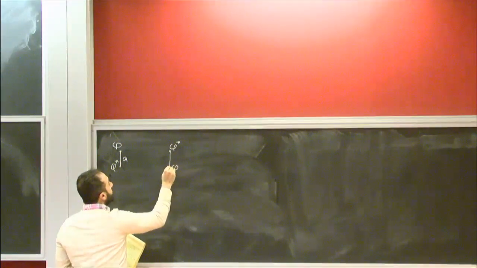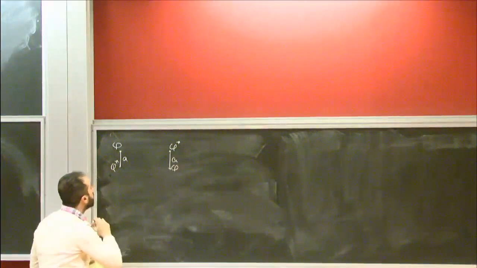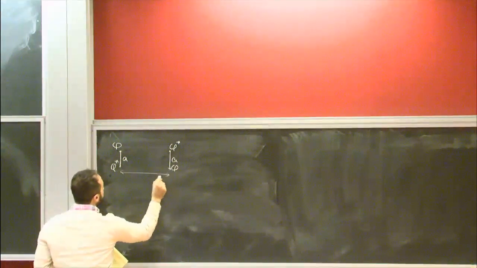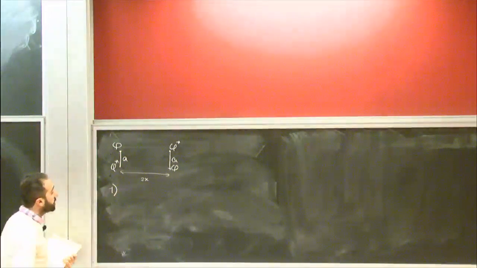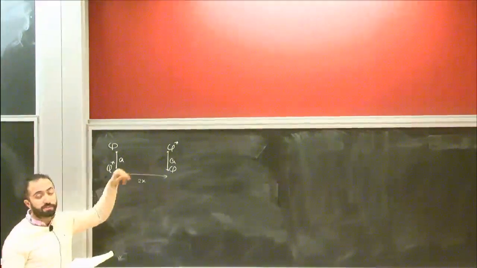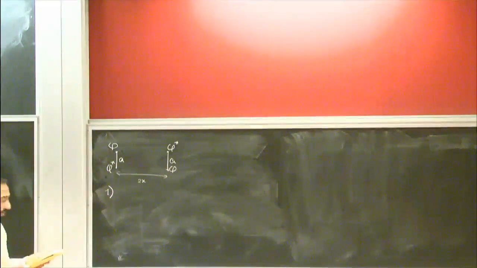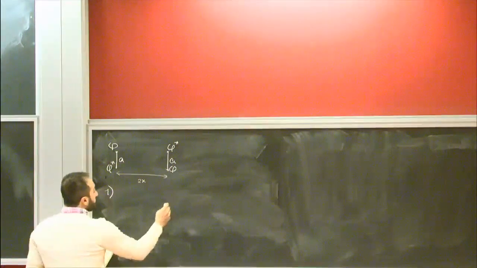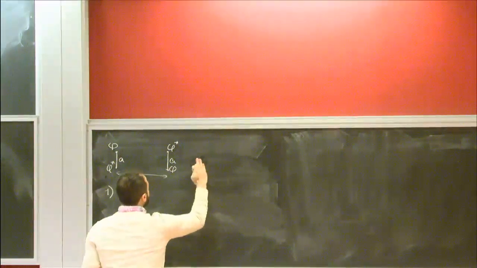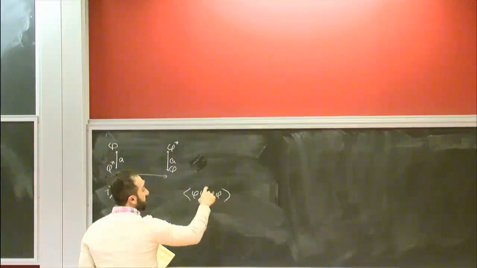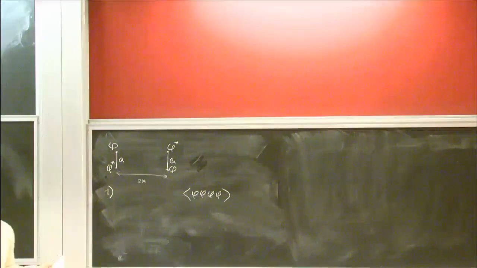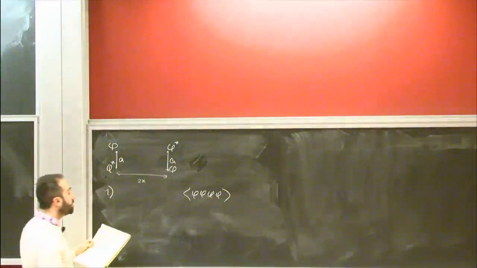If they are real, it's just a simple copy. And then I put them at some distance 2x. This is a 4-point function, right? And let's see what we know about this 4-point function. For simplicity, take these to be scalar fields, so scalar operators. So what is this? I'm just going to write it this way. I'll not put the stars, but there should be stars. It's just too much to keep track of.